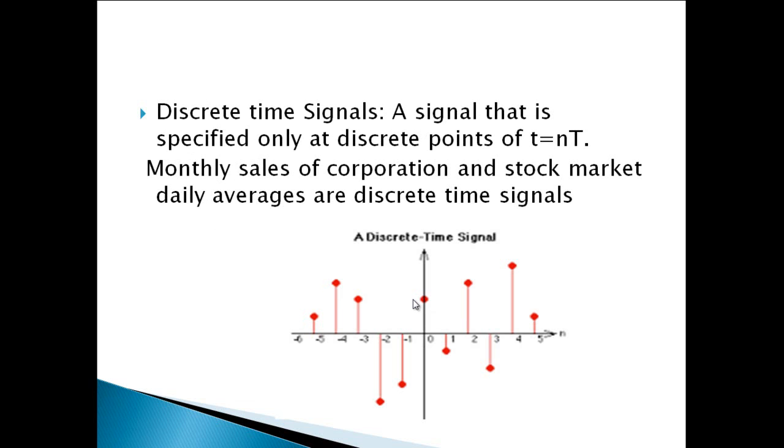What is an example of a discrete time signal? You have monthly sales of a corporation or the stock market. These are all discrete time signals. A discrete time signal is specified only at discrete intervals of time.